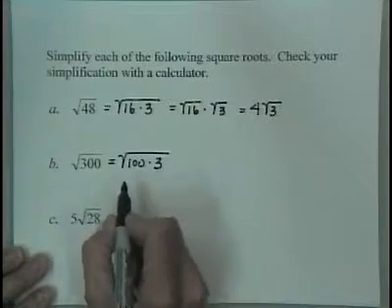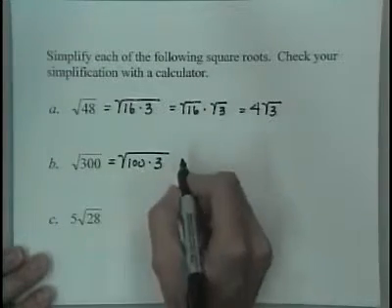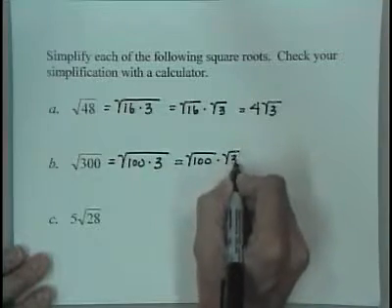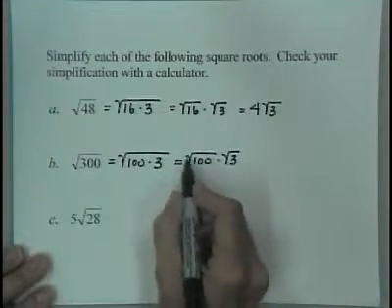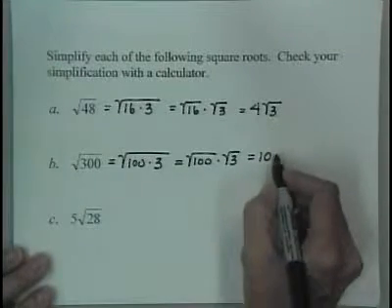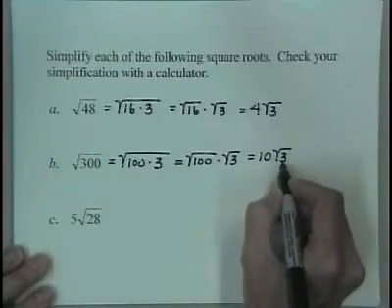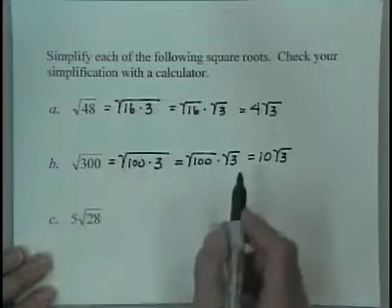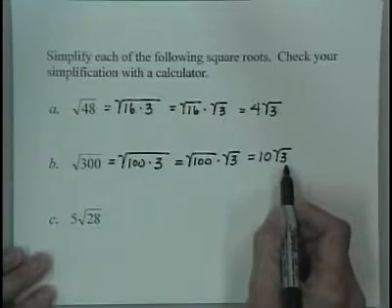So here's a convenient way to factor 300. Now I break this into the square root of 100 times the square root of 3. The square root of 100 is 10. There is no exact square root of 3, so I leave that in the form square root 3. The square root of 300 simplifies to 10 square roots of 3.